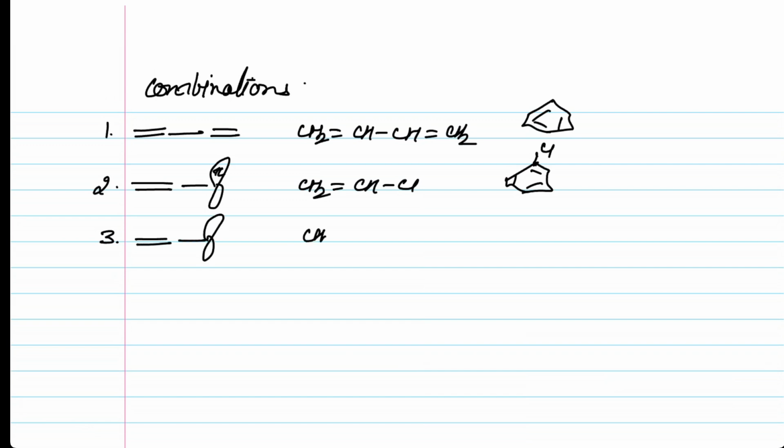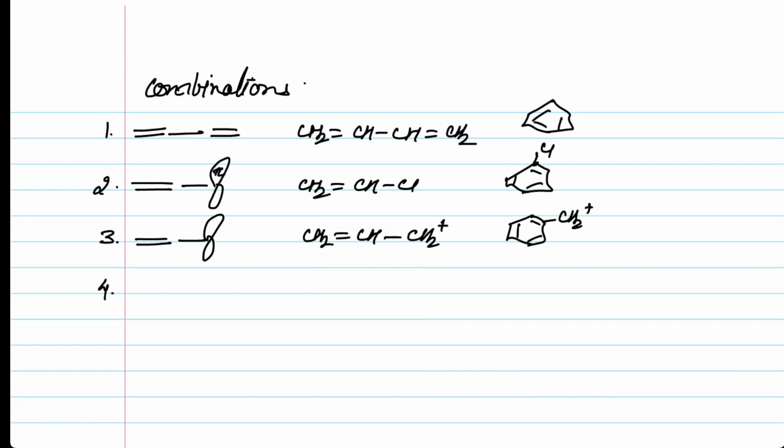This could be satisfied by the allyl carbocation. The allyl carbocation CH2 positive, or we can even have the benzyl carbocation. Please understand the allyl and benzyl carbocation are stabilized by conjugation, wherein the positive charge is distributed over multiple carbons due to the conjugation taking place here.